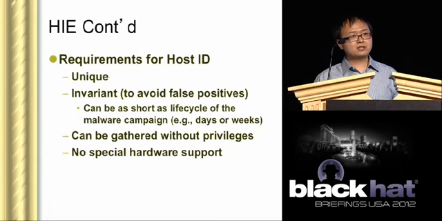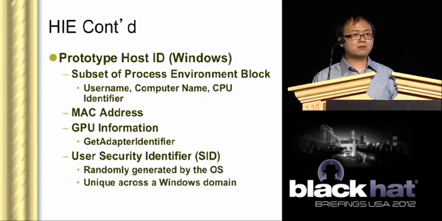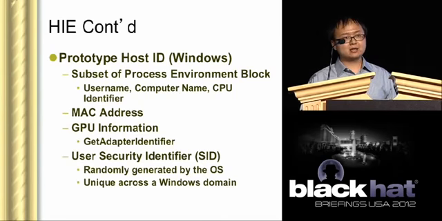The third piece of information is GPU information, and it can be retrieved from a standard API call. The last piece of information is the user security identifier. This is a string randomly generated by the Windows OS and is unique across the Windows domain. One thing to notice is we haven't looked into the file system and registry yet, but we believe there should be more information that can be used as a host identifier.